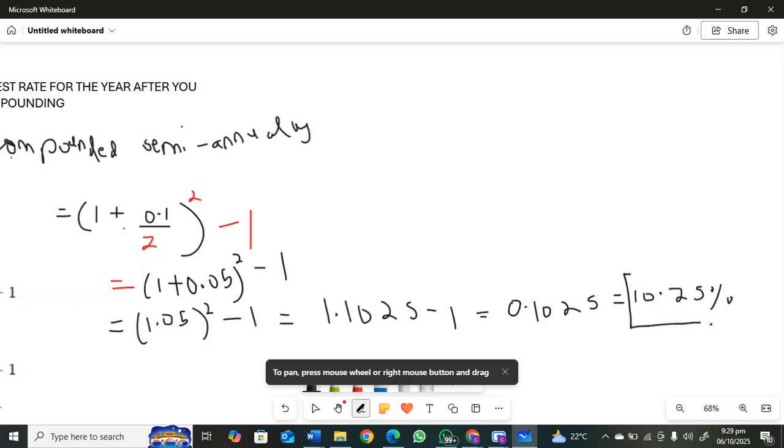So this is your interest rate for the year after you've taken the effects of compounding. Remember, we said the interest rate is 10% compounded semi-annually. So if you want to say, okay, after a year passes, what is the interest that I've earned? It's 10.25%. Any questions?